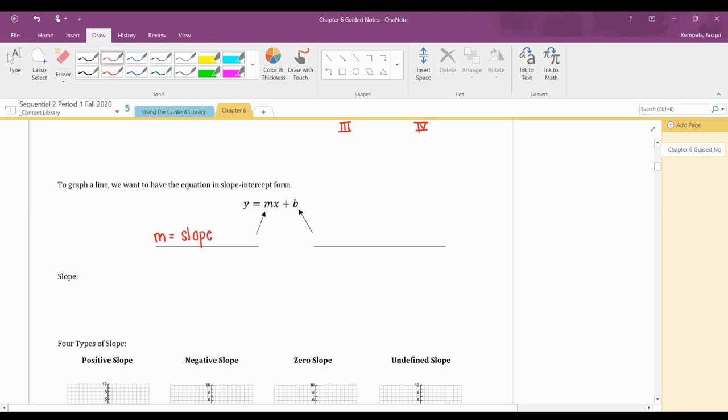So anytime I'm asking you to identify slope, that's what the letter m, or whatever is connected to the x, is going to be. B is represented then as the y-intercept. A y-intercept, while it'll just be a number in the equation, is really an ordered pair.